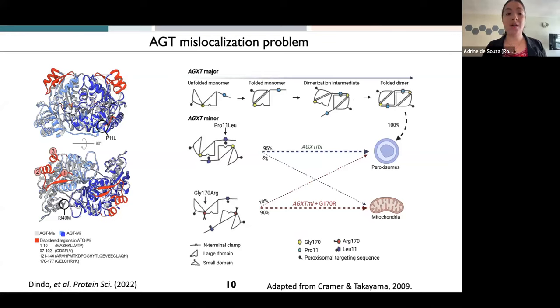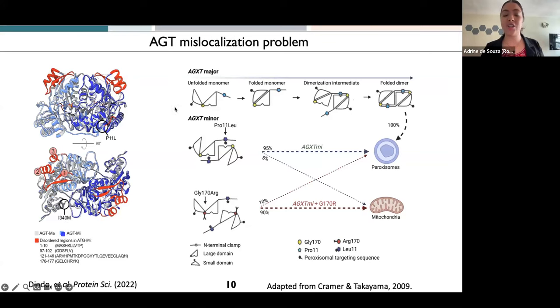So AGT comes in two forms: the wild type form that doesn't have any different residues, and the minor allele mutation that is present in around 5 to 20% of people. And this minor allele has a leucine instead of a proline at residue 11, and has a methionine instead of isoleucine at residue 340.